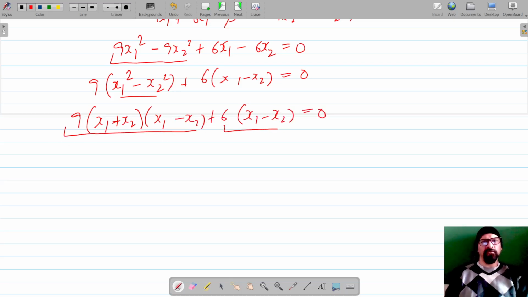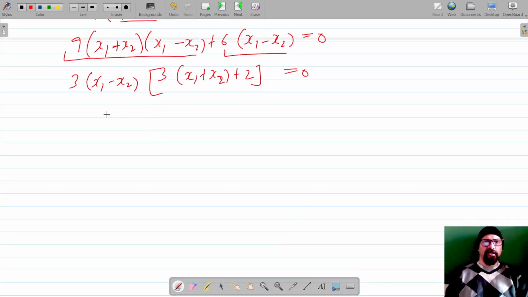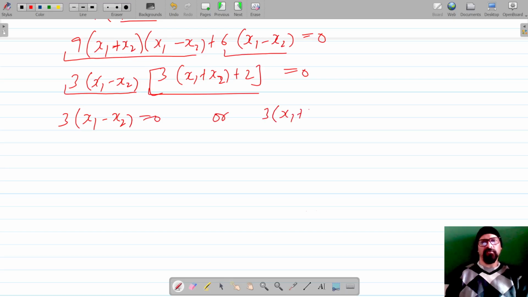Now for these two terms, our common factors are 3x1 minus x2, and now we are left with 3(x1 plus x2) plus 2 equal to 0. Now out of these two factors, either 3x1 minus x2 is equal to 0, or 3 into (x1 plus x2) plus 2 is equal to 0.